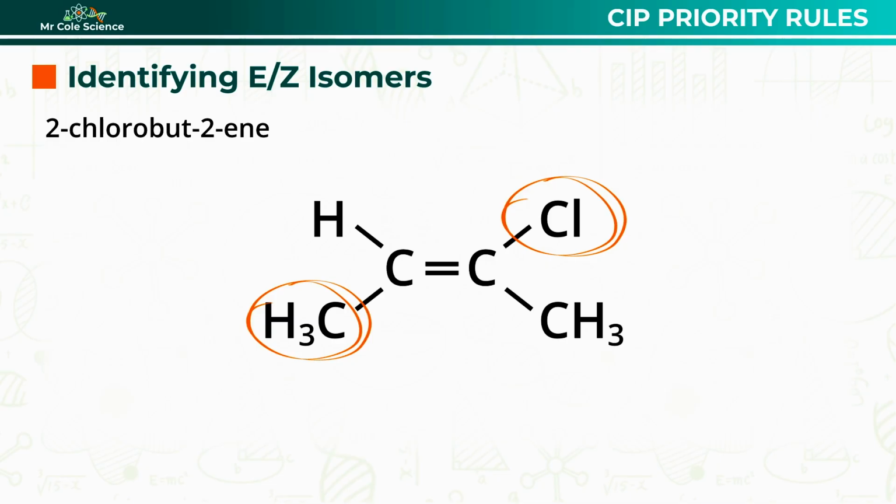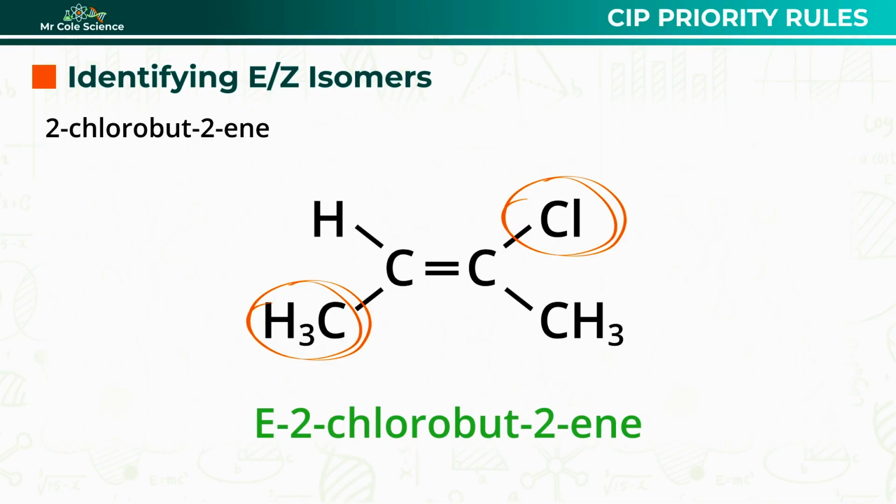Now we can compare the positions of our two priority groups. In this particular arrangement, we have one above the double bond and one below the double bond. So they're on opposite sides of the double bond, which means we have an E isomer. So it's E-2-chlorobut-2-ene.